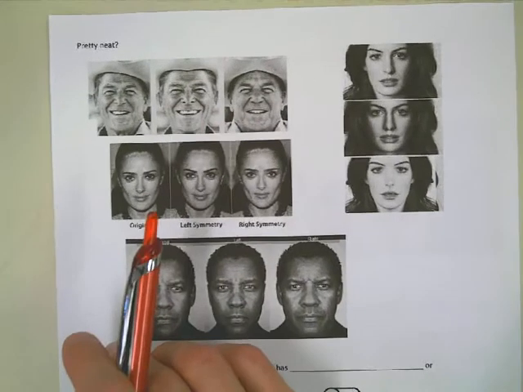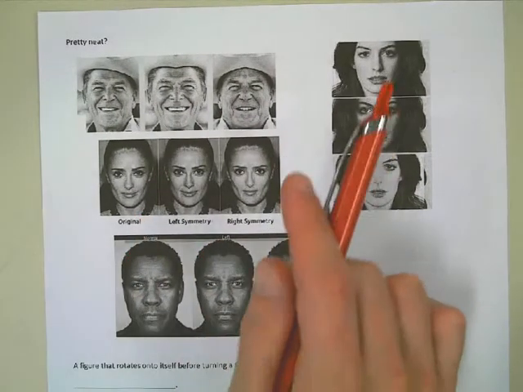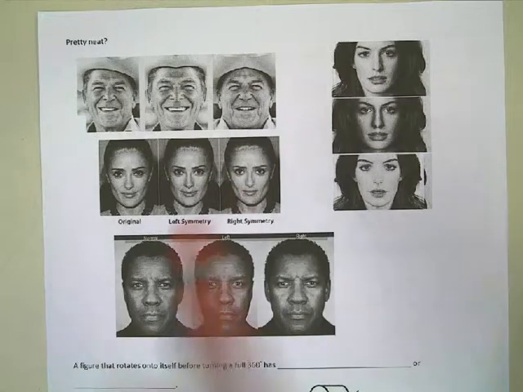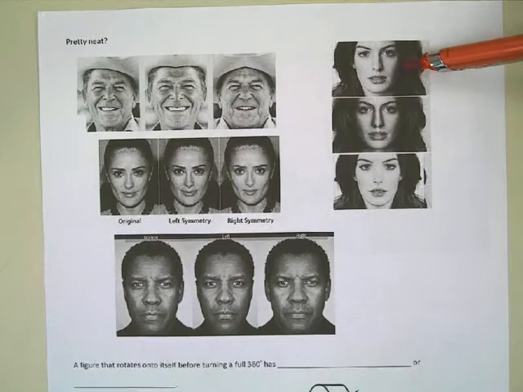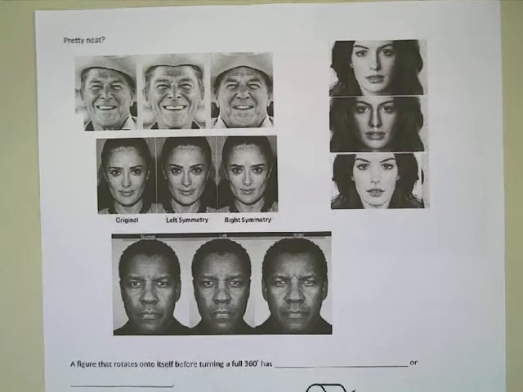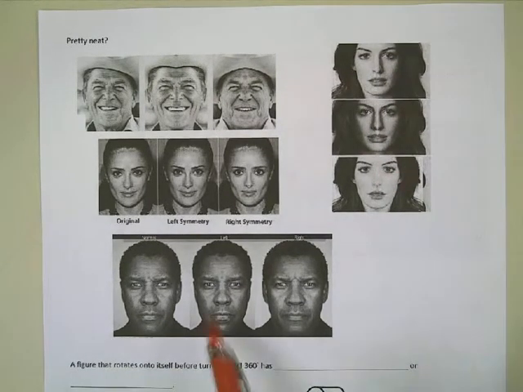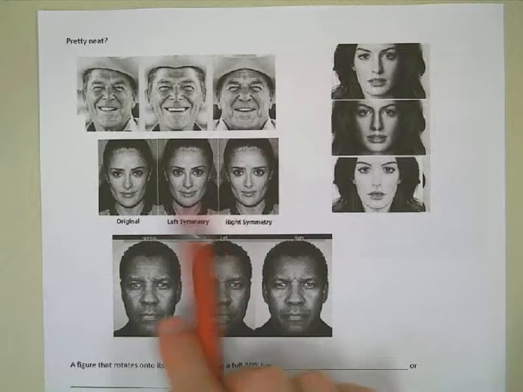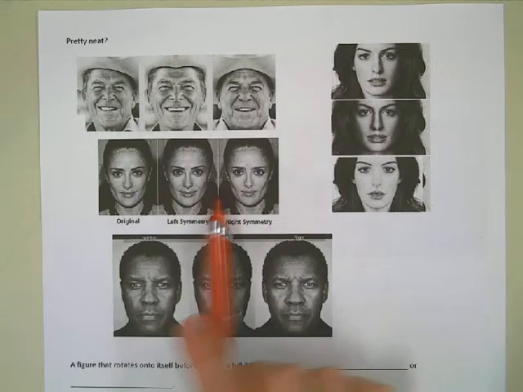Let's see, here we have Anne Hathaway. I think the top picture is the original, and then this is the right side reflected, and this is the left side reflected. And again, very interesting there. And then here's obviously labeled for Salma Hayek. So the original, left symmetry, right symmetry. Again, it's very interesting, the subtle differences.